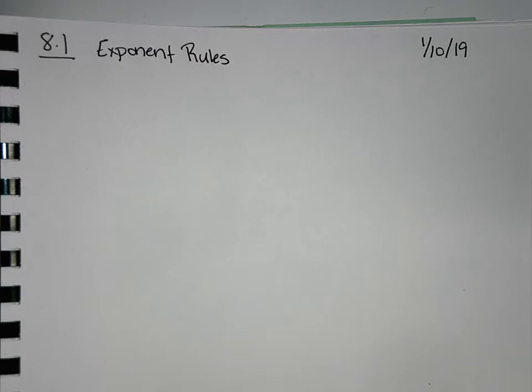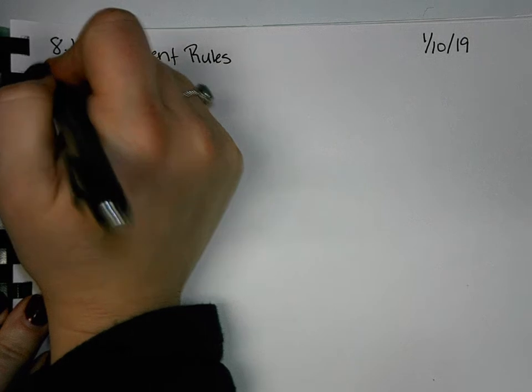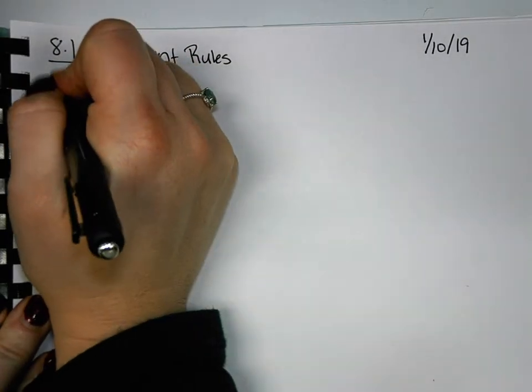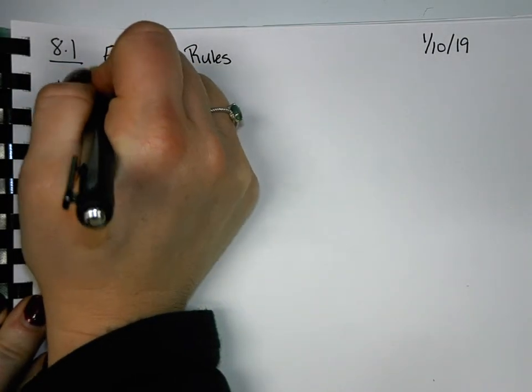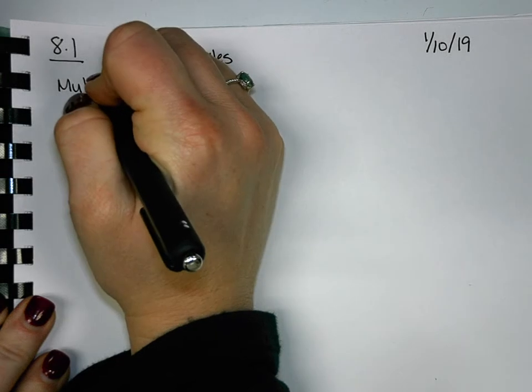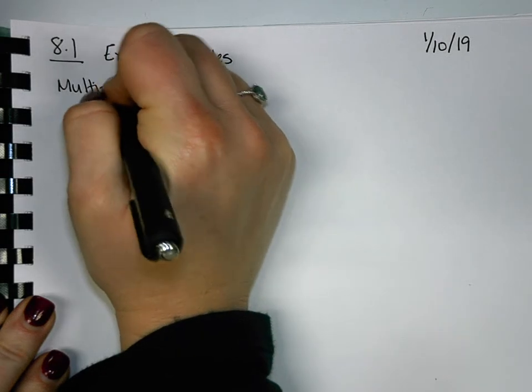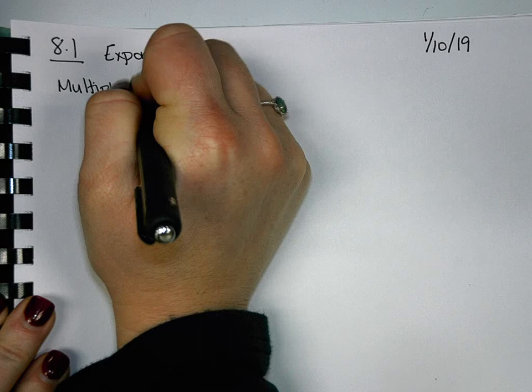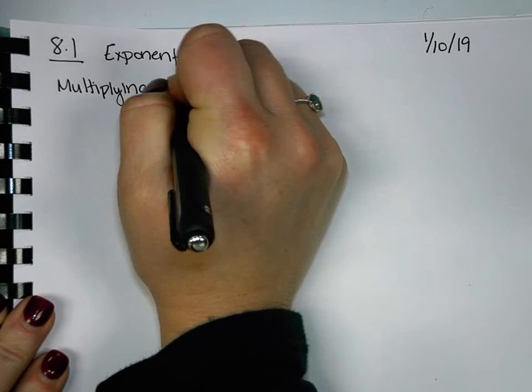All right, so like I was saying, we have a total of 7 exponent rules, and we're actually going to do 4 of them first, and then we'll take a little break to do some of our work, and then we'll come back and do the last 3. So our first exponent rule is what we do when we multiply powers.